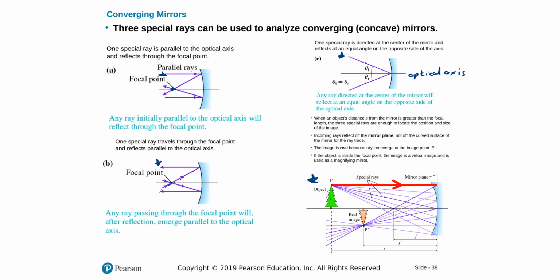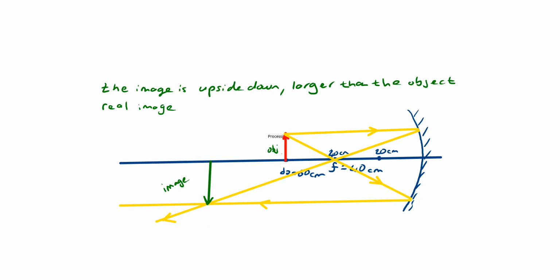A ray parallel to the optical axis will reflect passing through the focal point, that guy here. And rays passing through the focal point, this guy here, will reflect parallel, this guy there, and they intersect at the point of the image. This is a real image, upside down and smaller than the object. That's for convergent mirrors.